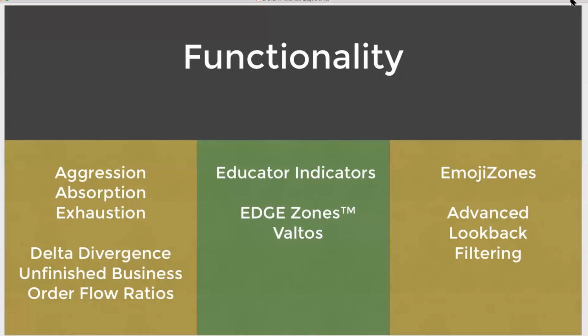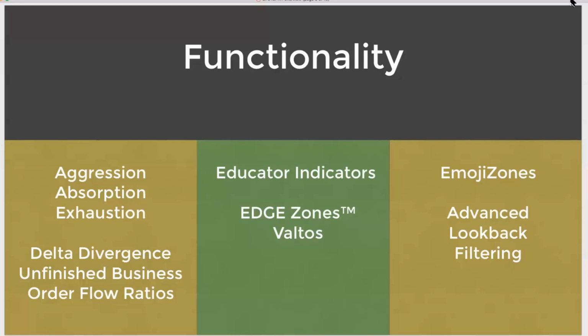And also order flow ratios, which have been popularized by various vendors, which are a coarse way of interpreting conditions, including exhaustion and absorption at the extremes of footprint bars or candlesticks.